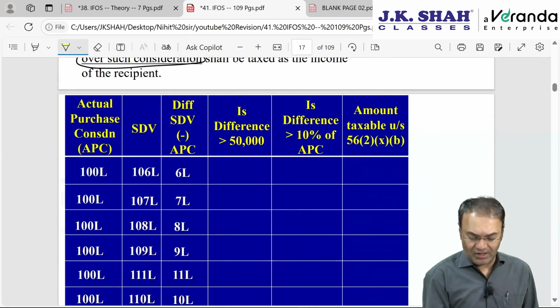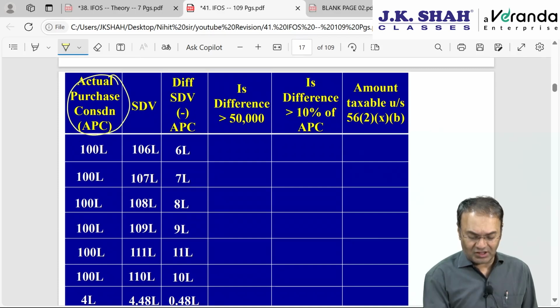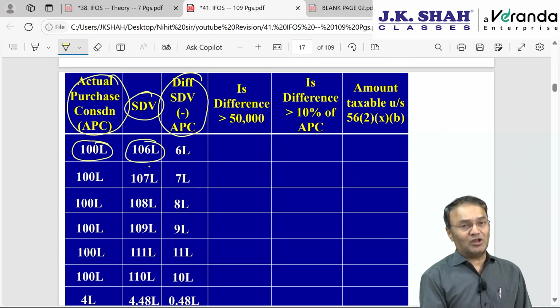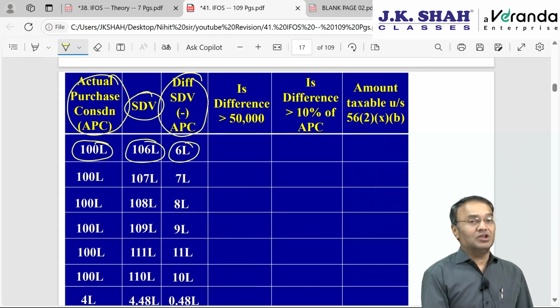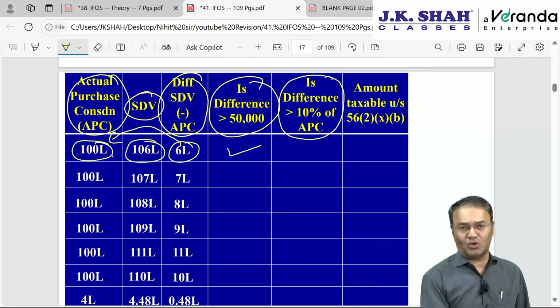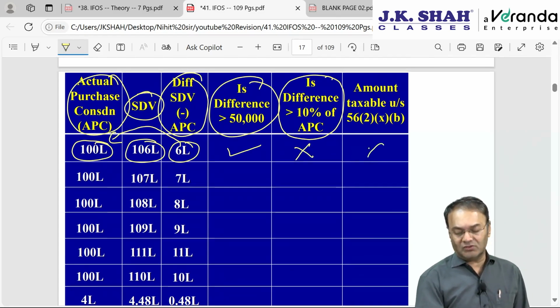Let's try to understand with the help of a few examples. Actual purchase consideration is this much, stamp duty value is this much, difference between the two is this much. So actual consideration is 100, stamp duty value is 106, difference is 6 lakhs. Check whether this difference is more than 50,000 or not. Answer: yes. Check if the difference is more than 10% of actual or not. Is this 6 lakhs more than 10% of 100? Answer: no. 6 lakhs is just 6% of the actual purchase consideration. The answer is no, so nothing would be taxable here. If the answer to both these columns is yes, yes, then only the answer to the third column will be yes.